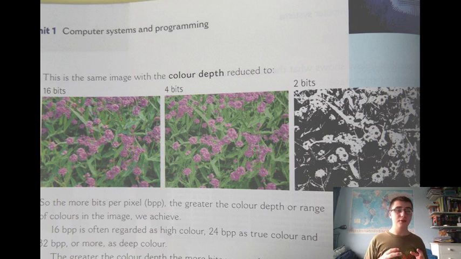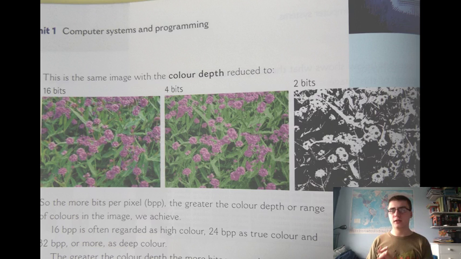Okay, so here I've got the example from the book, where you have decreasing numbers of bits per pixel. On the far left you have 16 bits, which is high quality, but not the highest quality. I've done stuff in 32-bit before. Then you've got 4 bits, which is slightly less good. You probably can't see it that well. And then, of course, you've got 2 bits.